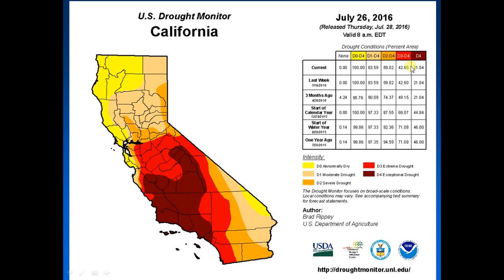That has decreased to less than half. Okay, a year ago, nearly half of the state was in an exceptional drought. That has decreased to slightly over a fifth. So actually, the intensity of drought in California has decreased overall.